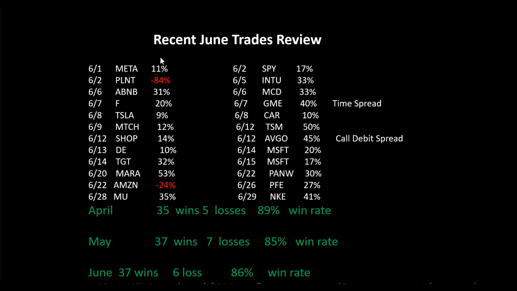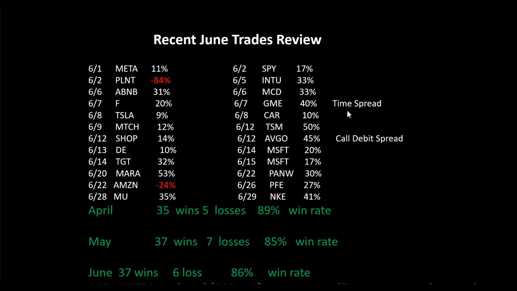So that's May. These are the June trades. And again, you can see that we're very, very consistent in the profitability that we take. You're going to have smaller ones and larger ones, but we're very, very consistent. This was the call debit spread I mentioned to you that we do.